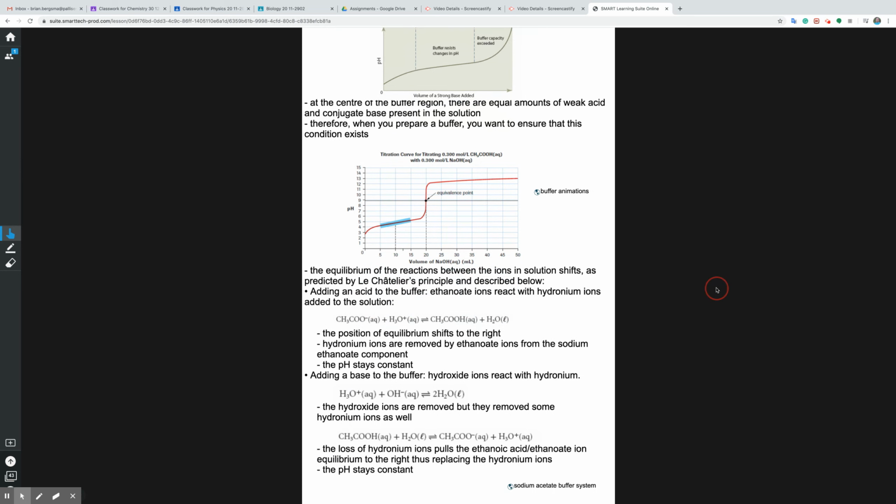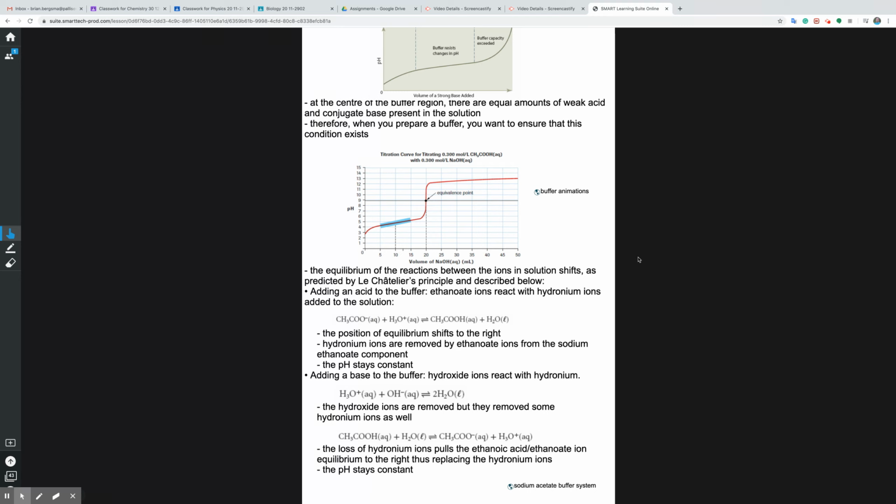So really what you want is your weak acid and its conjugate base. The equilibrium or reaction between ions in the solution shifts as predicted by Le Chatelier's principle, and described below. So, adding an acid to a buffer.